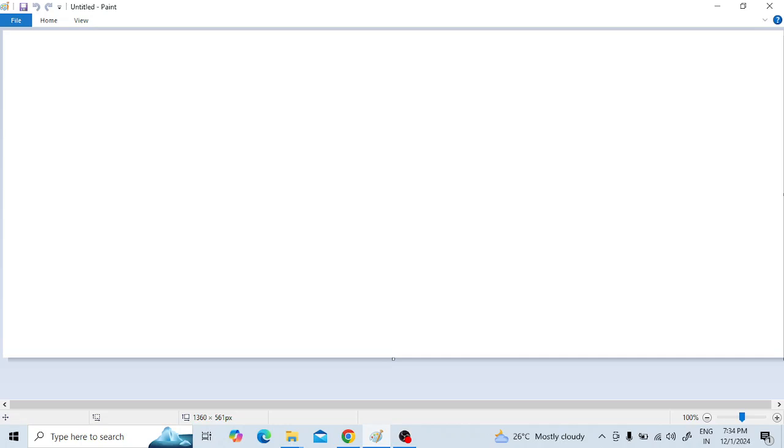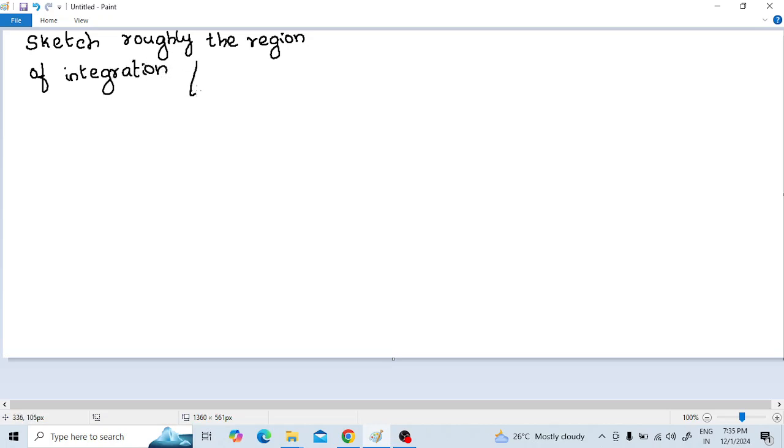Now let us solve this problem. So sketch roughly the region of integration. The region of integration for the integral over 0 to 1, integral over 0 to x, f of x comma y, dy dx.